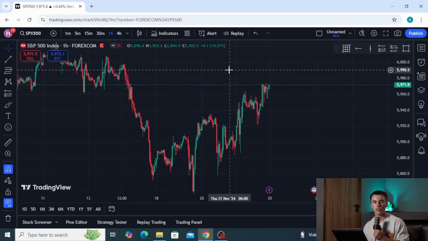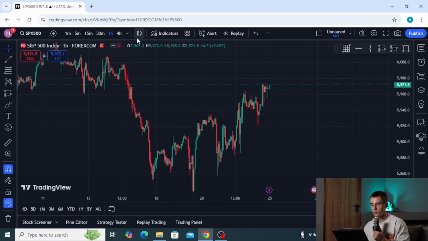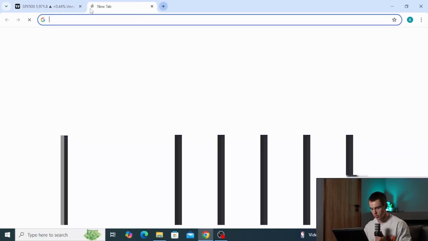Once you've marked out all of your liquidity on the 4 hour and on the 1 hour, you need to understand news. You need to understand how the news works. What I use is Forex Factory.